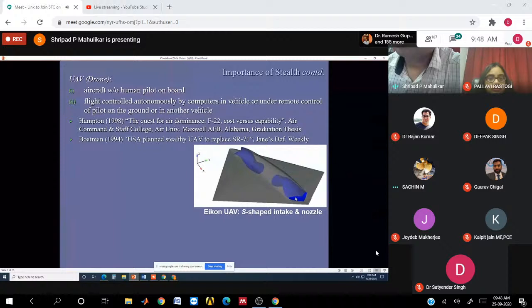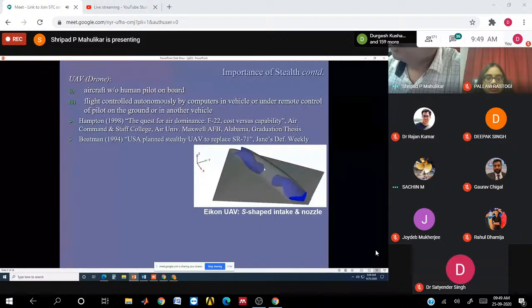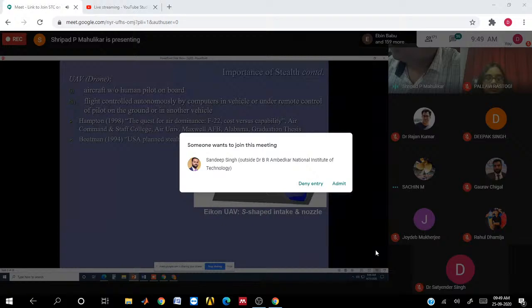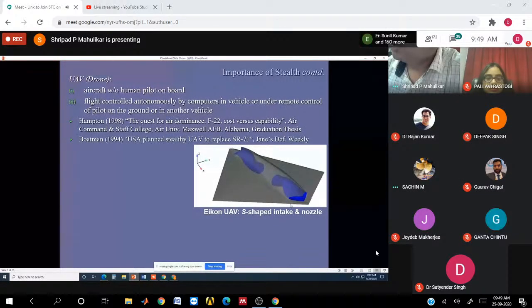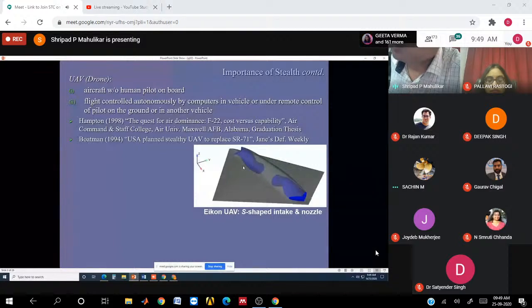What you can see over here is an S-shaped intake and an S-shaped nozzle for the exhaust flow. The aim of the S-shape is to hide the internal parts of the engine. The aim of an S-shaped nozzle is to hide the internal parts as seen from the rear side, and the aim of the S-shaped intake is to hide the internal parts of the engine from the front side. If time permits, I'll try to clarify which of the two sides, front or rear, is more important.